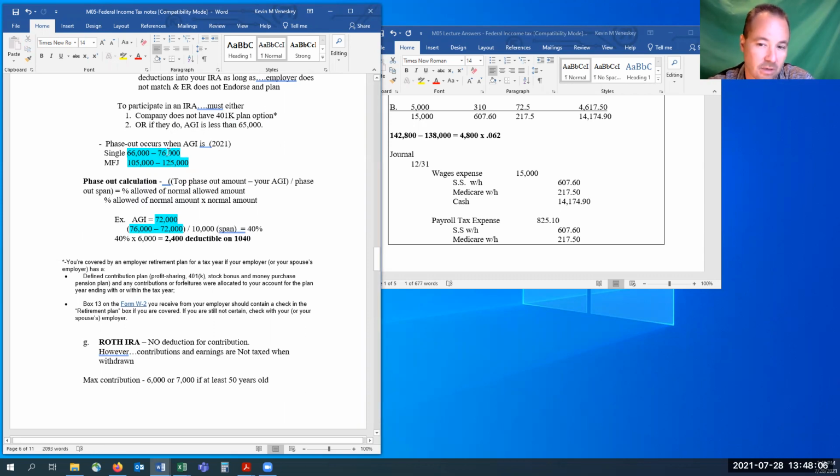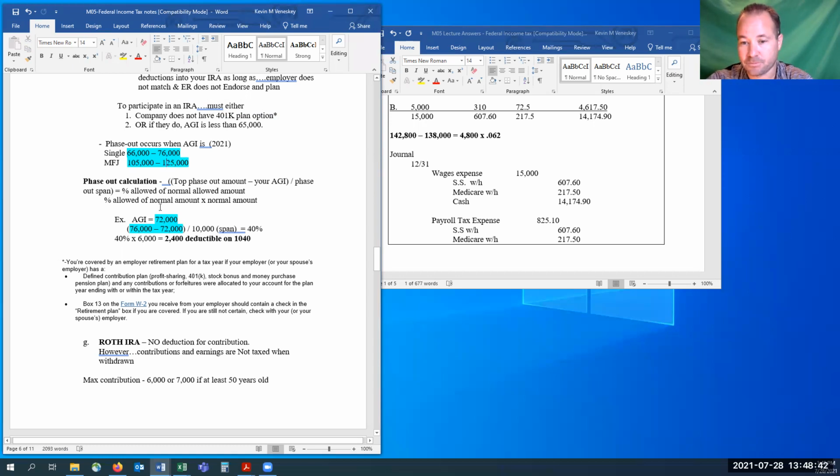Or if you're married, it's almost doubled, but not quite. So it's a small little marriage penalty here. If it was doubled, this number would be up to 152,000, where it's only 125. All right, so I should say, if you're single and your AGI, when you calculate your total income, is over 76,000, you can't put away into an IRA if you have a company sponsored plan. And the same goes for married filing joint at 125 and above.